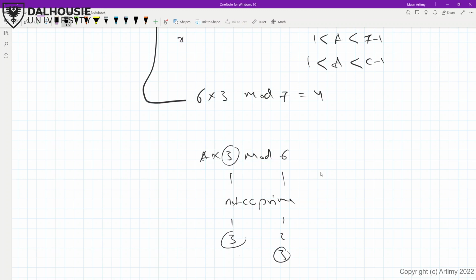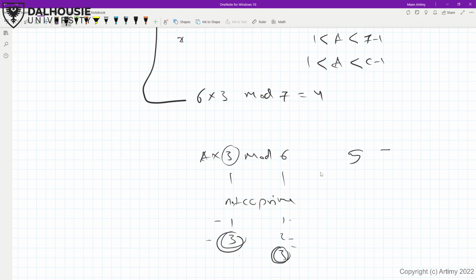This means that 6 can be divided by 1, 6 can be divided by 2, and we get 3, or 6 can be divided by 3, we get 2. So these are the factors of 6. These are the factors of 3, and there is a common factor. So 6 and 3 are not coprime.